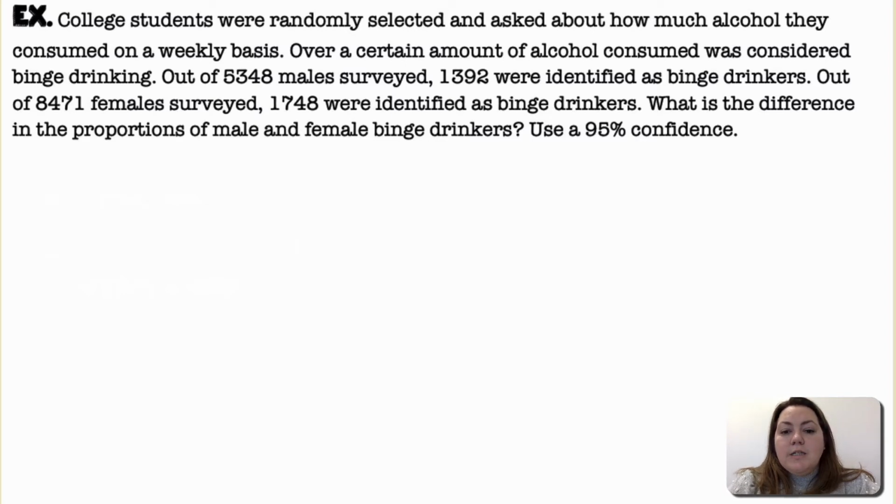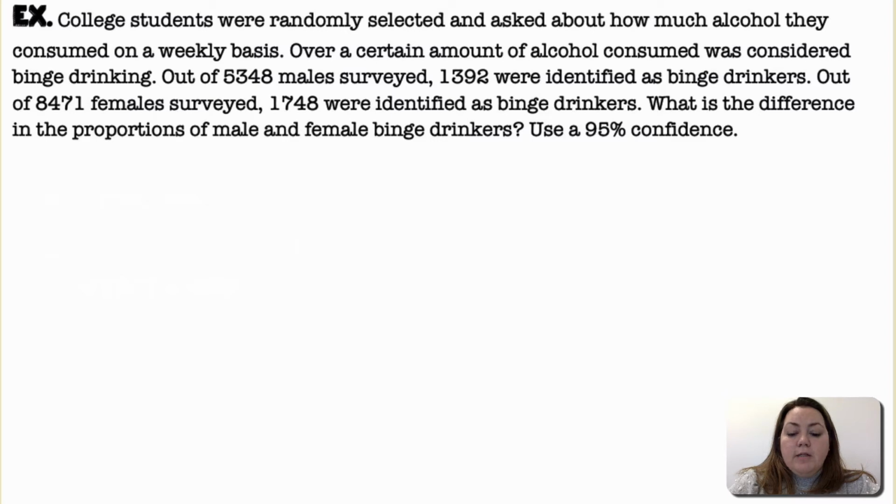All right, so we're going to do an example of a two proportion z interval. College students were randomly selected and asked about how much alcohol they consume on a weekly basis. Over a certain amount of alcohol consumed was considered binge drinking. Out of 5,348 males surveyed, 1,392 were identified as binge drinkers. Out of 8,471 females surveyed, 1,748 were identified as binge drinkers. What is the difference in the proportions of males and female binge drinkers?